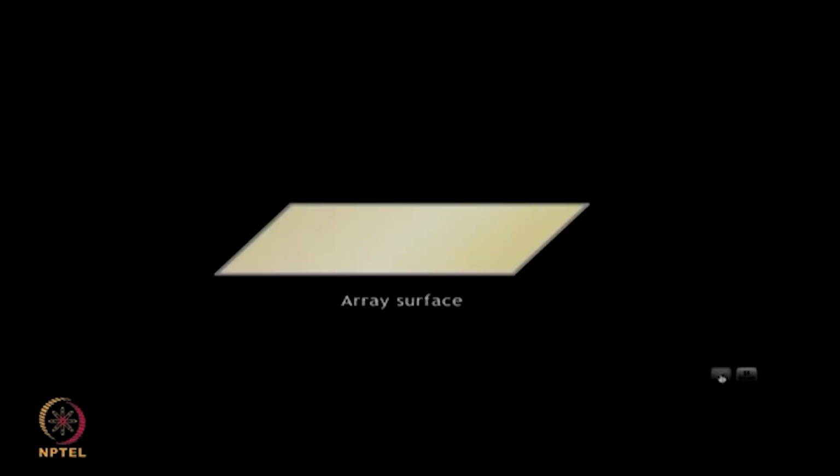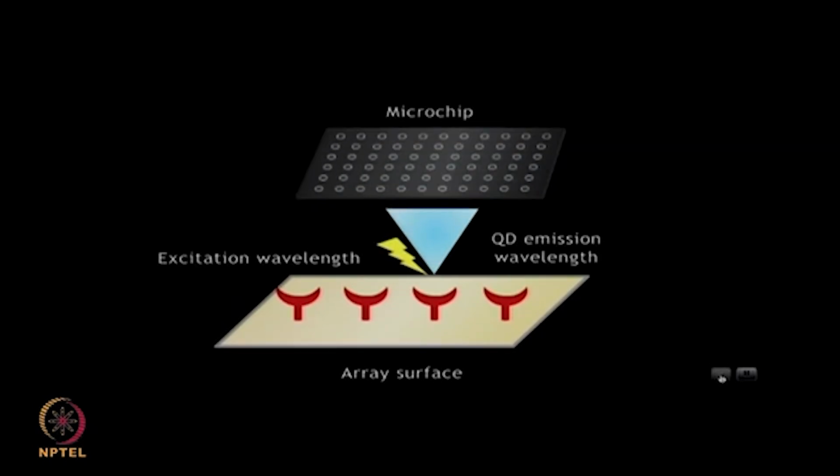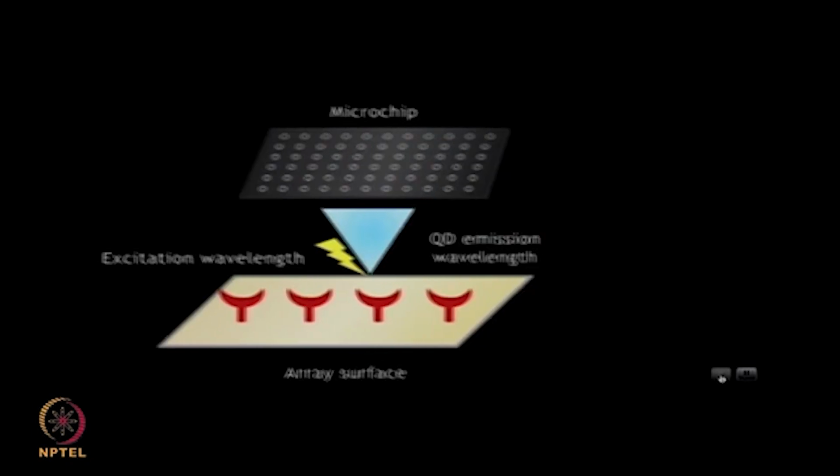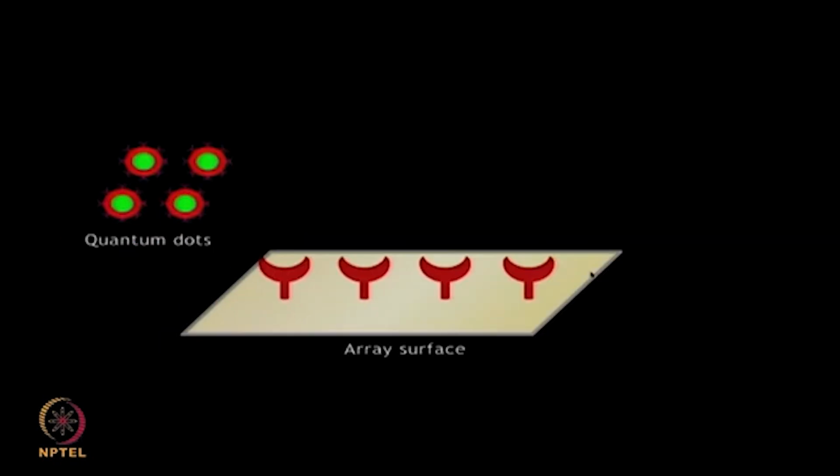Changes in the emission wavelength upon binding to the antibody conjugated quantum dots are recorded by the microchip and used for detection of various biomolecules. Quantum dots are capable of detecting molecules down to femtomolar levels and provide significant advantages over conventionally used organic fluorophores. In this animation, we will see how quantum dots work.